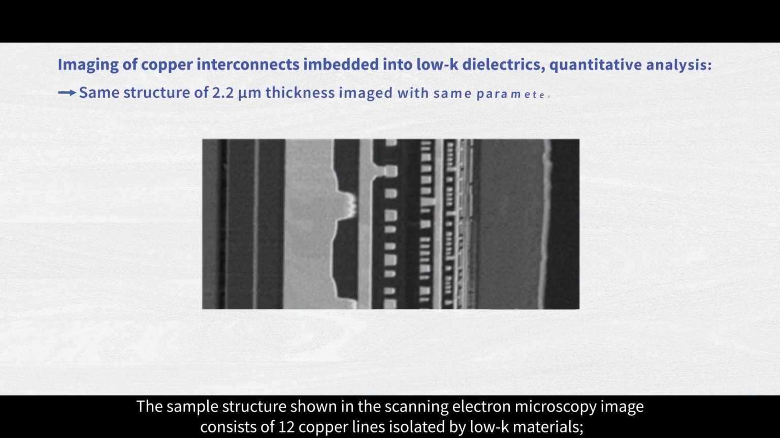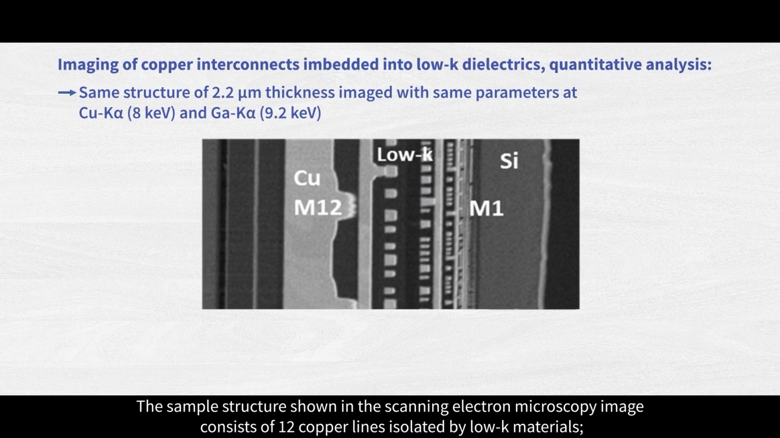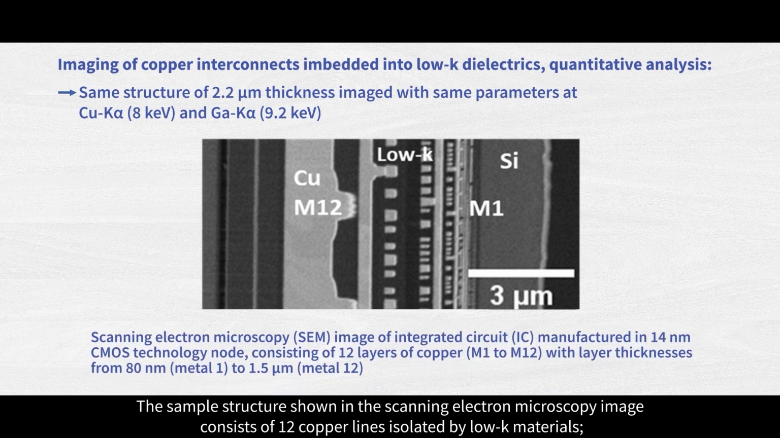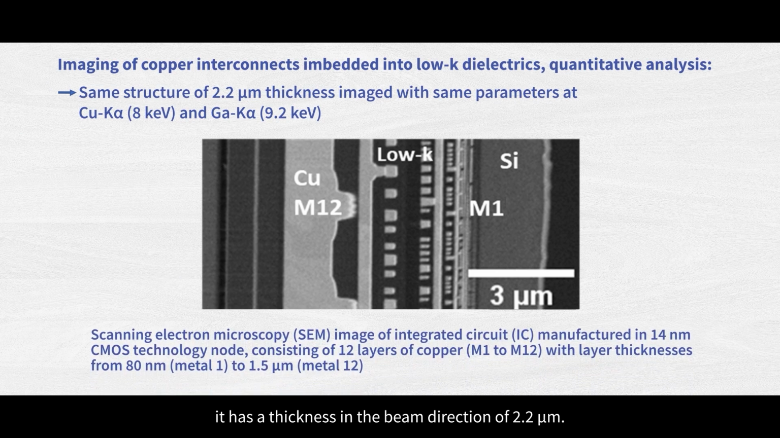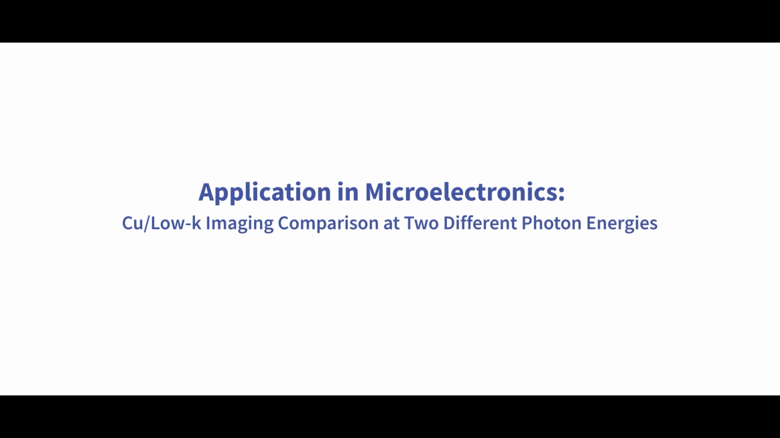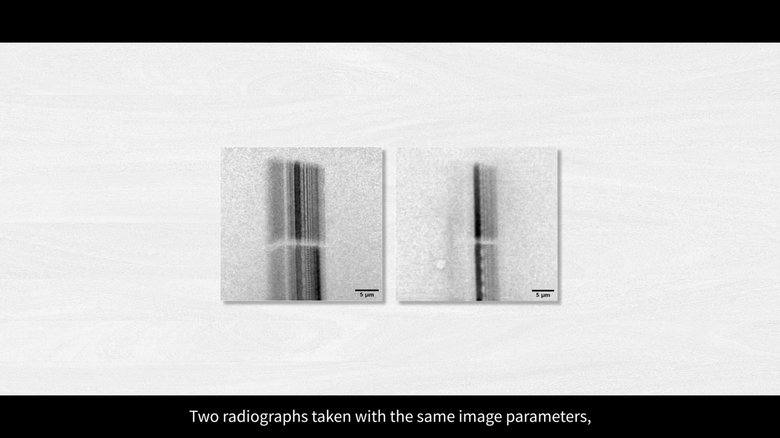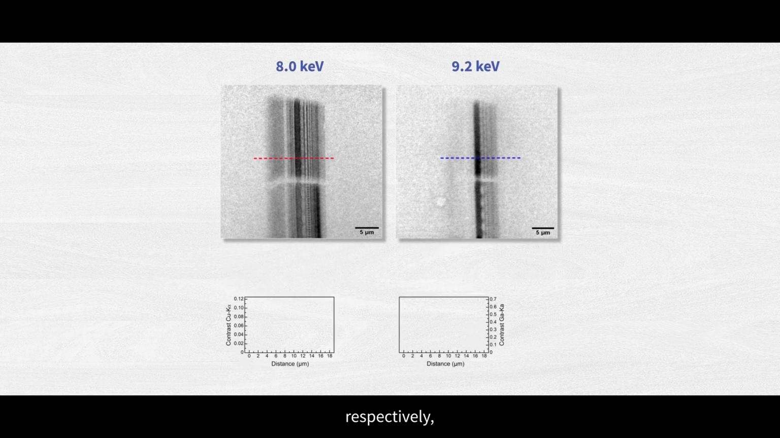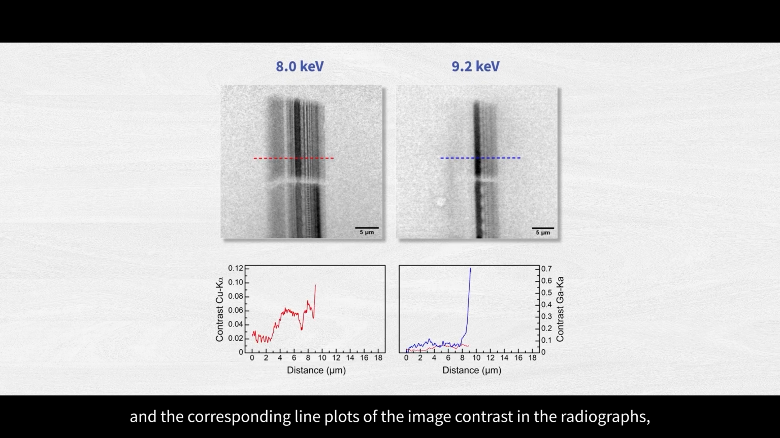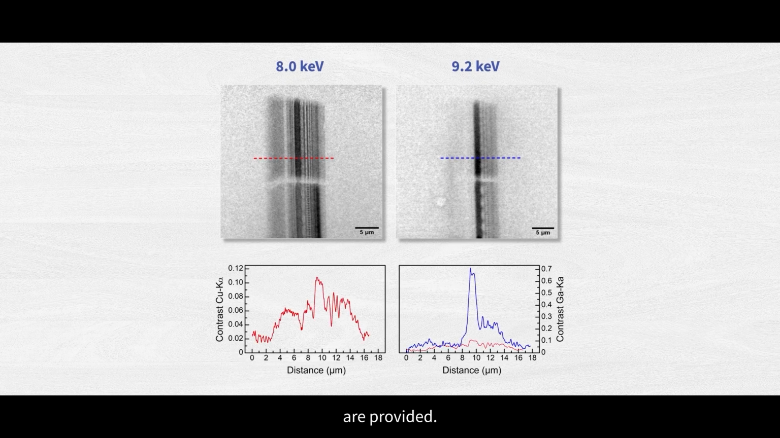The sample structure shown in the scanning electron microscopy image consists of 12 copper lines isolated by low-K materials. It has a thickness in the beam direction of 2.2 micrometers. Applications in microelectronics: copper low-K imaging comparison at 2 different photon energies. 2 radiographs taken with the same image parameters, using copper K-alpha radiation and gallium K-alpha radiation, respectively, and the corresponding line plots of the image contrast in the radiographs, are provided.